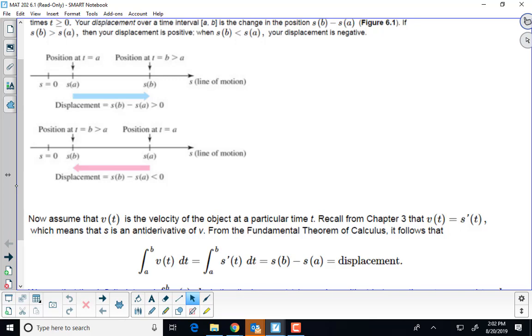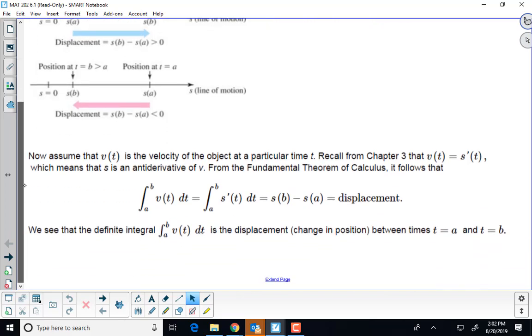Distance is a scalar, not a vector. It doesn't have a plus or minus associated with it. Distance would be the same whether we go 5 miles in the positive direction or 5 miles in the negative direction. Both those examples would have a distance of 5 miles, whereas one would have a negative displacement if you're going in the negative direction. So distance traveled is different than displacement.